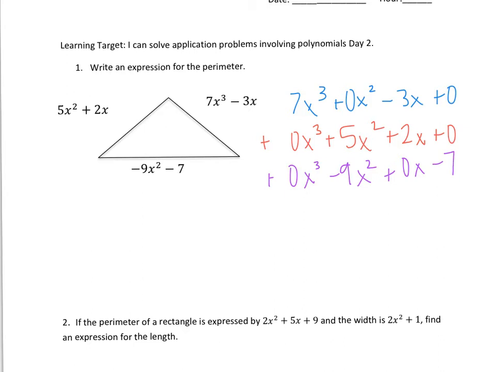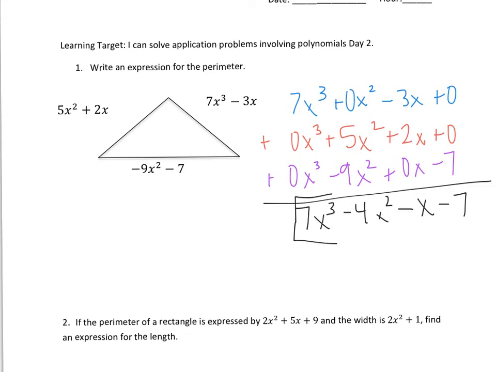Now I'm going to go ahead and add together all my terms. 0 plus negative 7 is negative 7. Negative 3x plus 2x is negative x. 0x squared, 5x squared, and negative 9x squared give me negative 4x squared. And 7x cubed plus zeros give me 7x cubed. So this would be the answer to the perimeter.